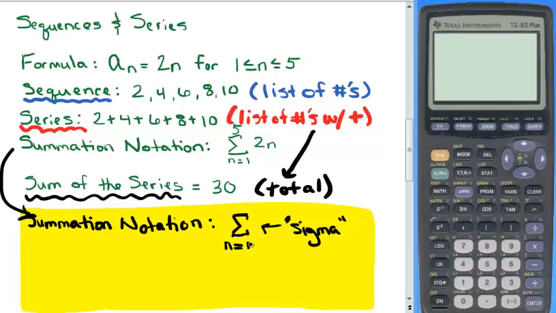It'll be the sum of some formula for values of n starting at the number on the bottom and ending at the number on the top. So you will read this as the sum of, in our case, 2n, for n between 1 and 5. Whatever variable is used, in this case n, is referred to as the index.